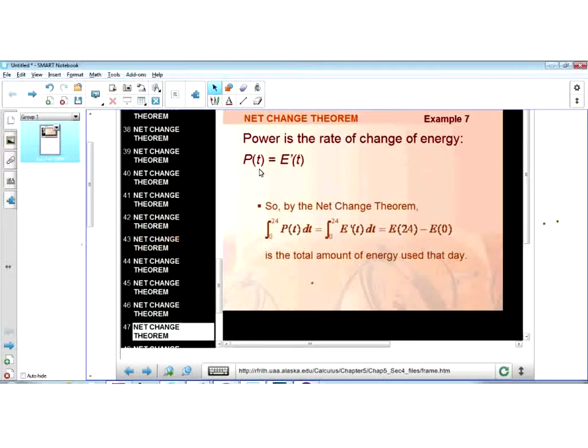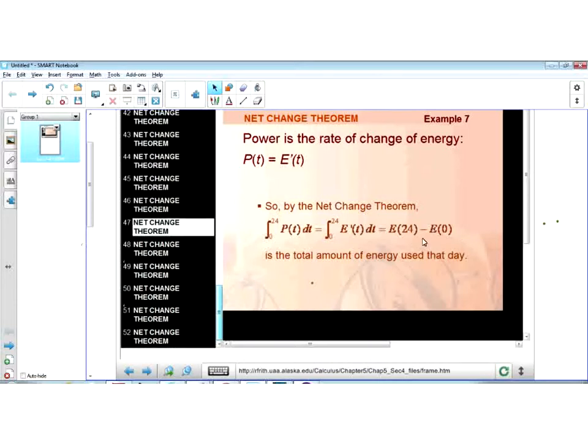The power is the rate of change of energy, so power is equal to the derivative of energy. So the energy consumed would be the area under the curve from 0 to 24 of the power function. And the power function is equal to the derivative of the energy function. By the net change theorem, this would just be the energy at 24 minus the energy at 0. So that's the total amount of energy used in the day. So you just read these two points from the graph.